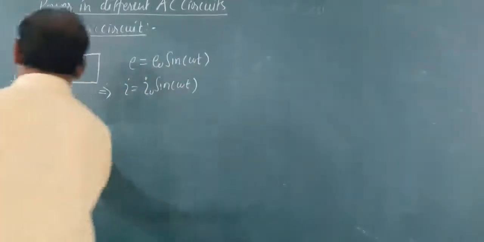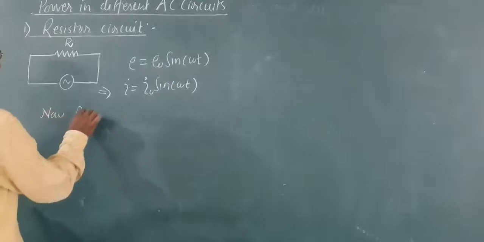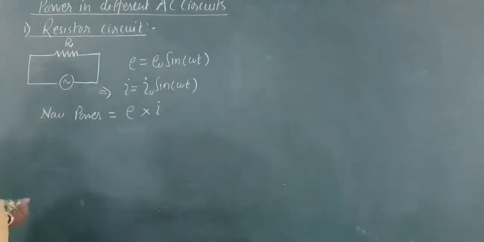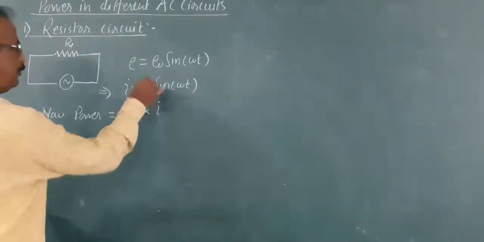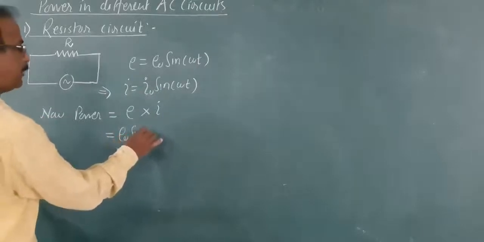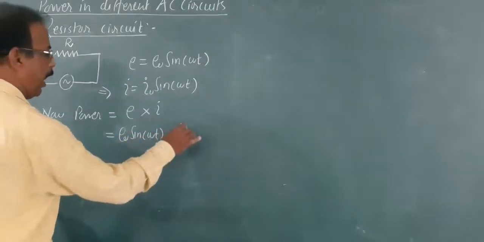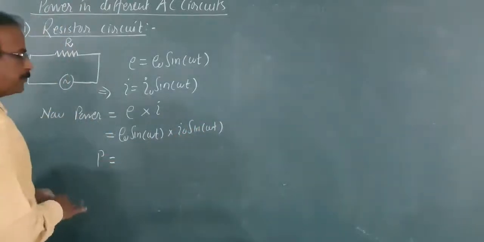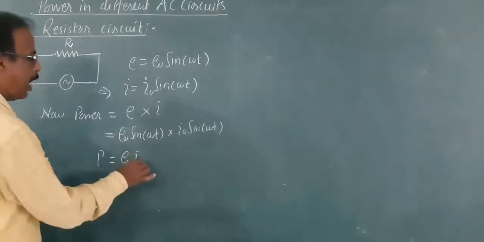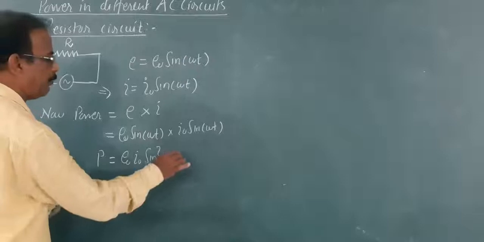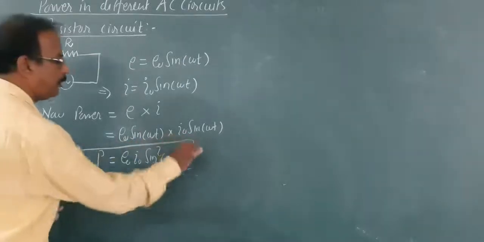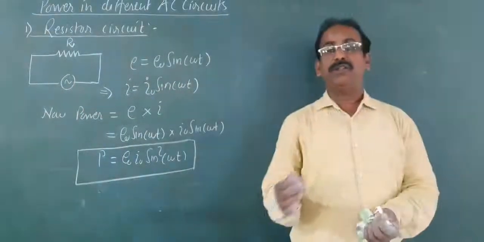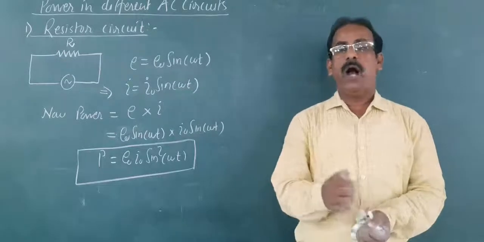Now, power in electric circuit is always EMF into current. Using this value, we get here E0 sine omega t into I0 sine omega t. This power P comes E0 I0 sine square omega t. This is the expression for power in resistor circuit. This equation gives us instantaneous power, power at time t.